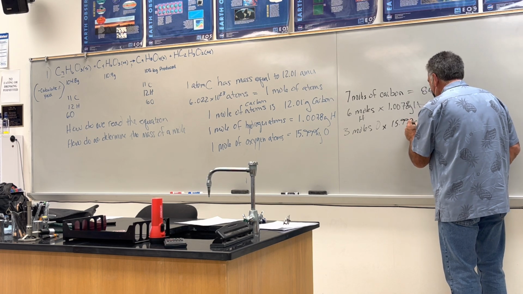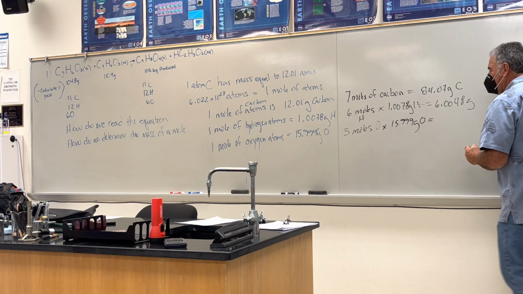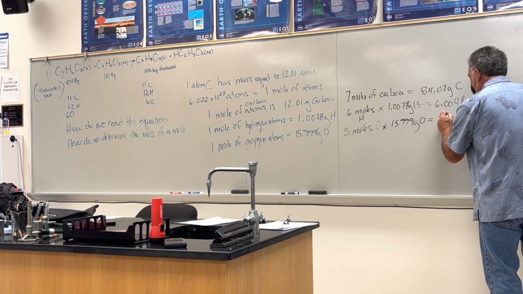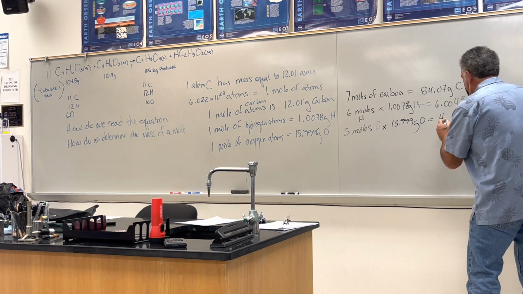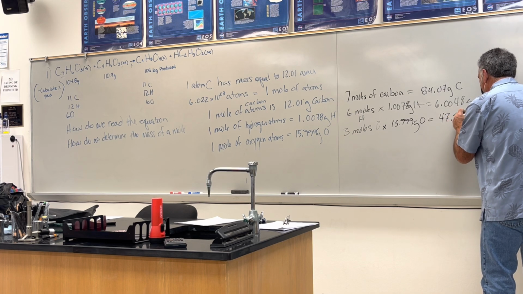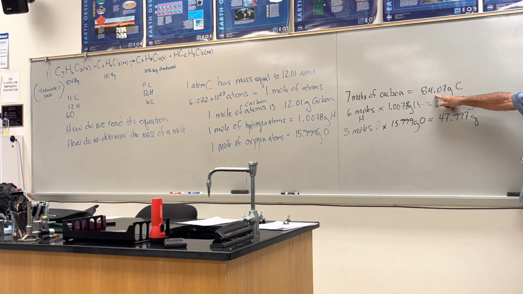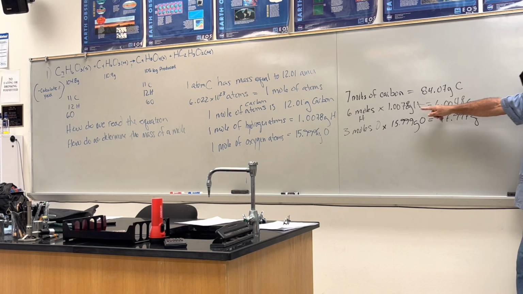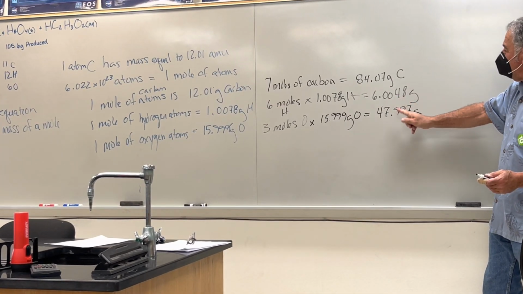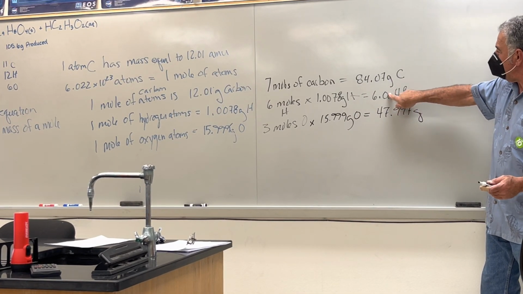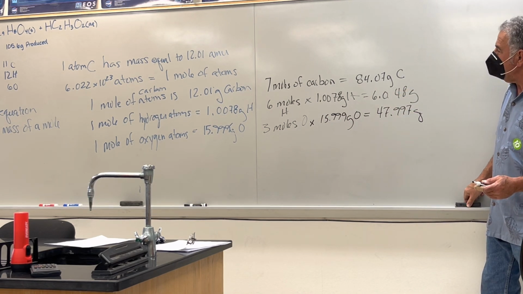15.999 grams of oxygen, right? And so that is 48. Close enough, right? 47.997. Okay. So we determined that if we have 7 moles of carbon, it's 84 grams. We determined if we have 6 moles of H, it's 6.04048 grams. Did I have too many zeros? I did. I believe it's 6.068.